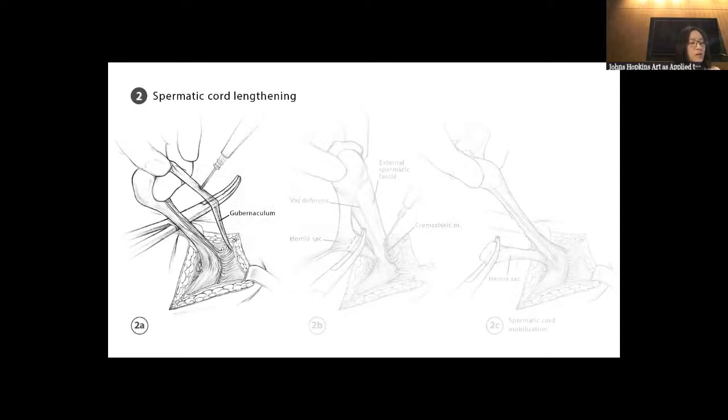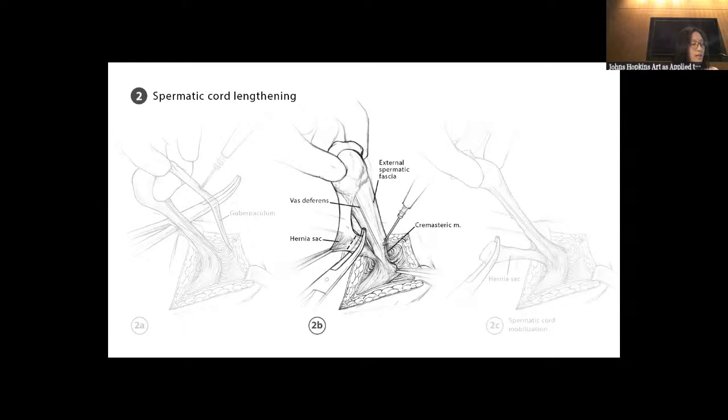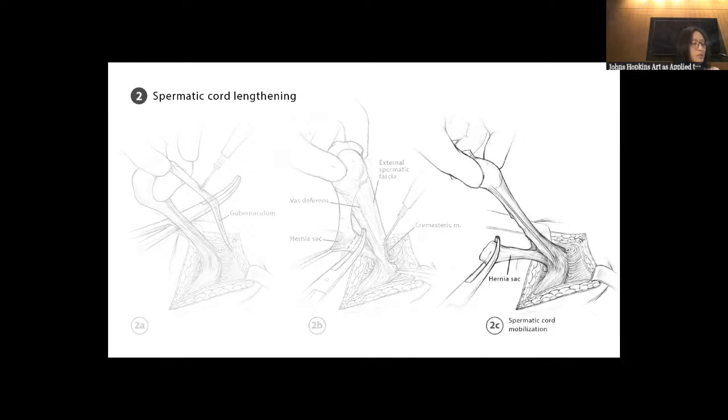The gubernaculum is divided to release the testis from its scrotal attachment to initiate the spermatic cord lengthening. Following this, the hernia sac is divided. Proximal cauterization is used to free the tethering of the cremasteric and spermatic fascial fibers. Care was taken to preserve the vas deferens. These steps together reduce the tension and allow further mobilization of the cord.